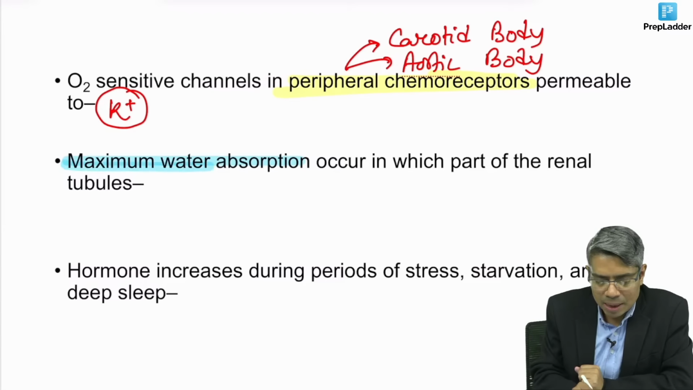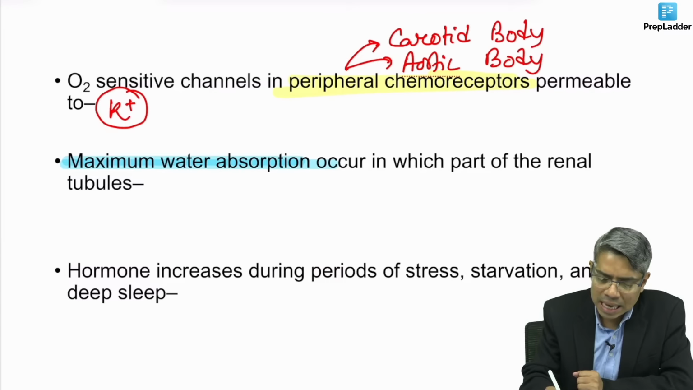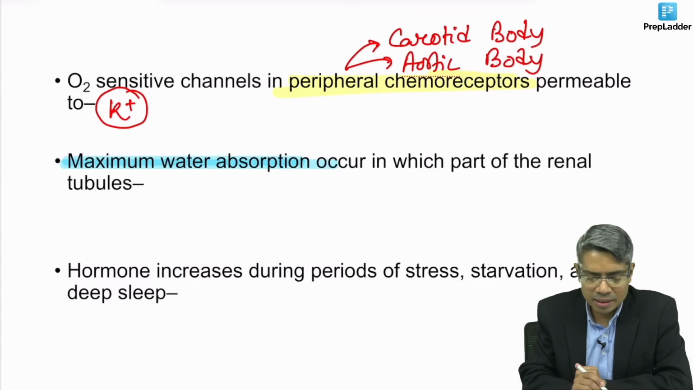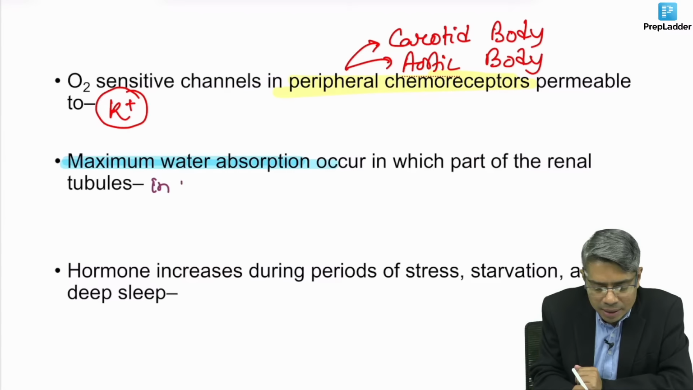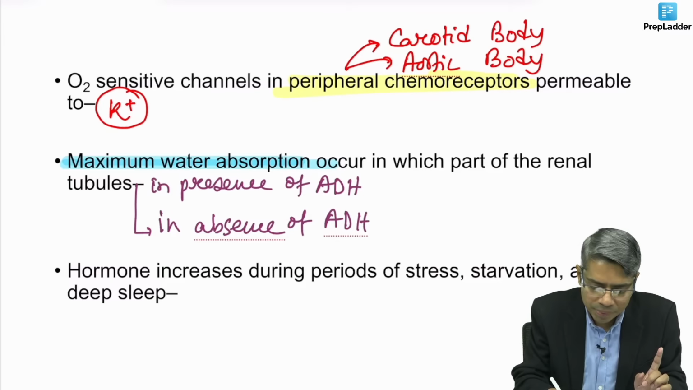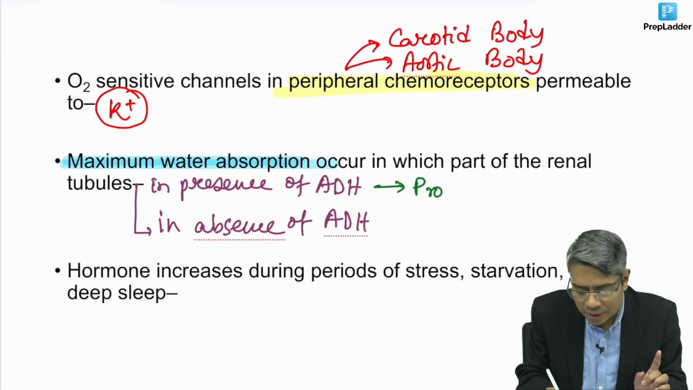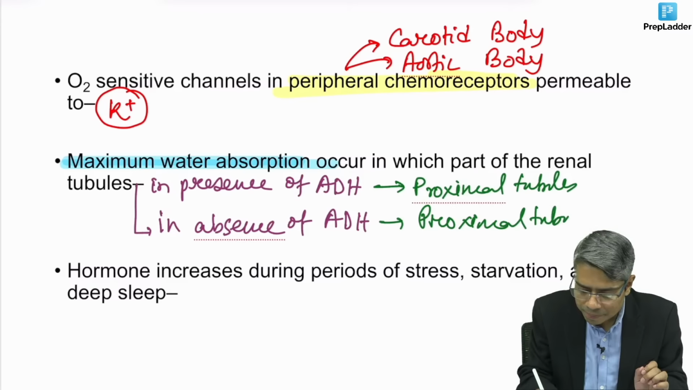Now, next question. Maximum water reabsorption occurs in which part of the renal tubule? Very simple question, but this question can be complicated. If the question is given like that, the maximum water reabsorption occurs in which part of the renal tubule in presence of ADH, and in absence of ADH. If this is the question, then both will have the same answer, that is the proximal tubule. Proximal tubule. Why?